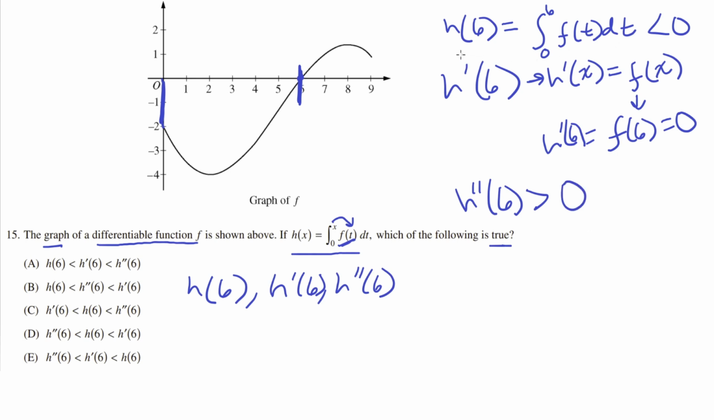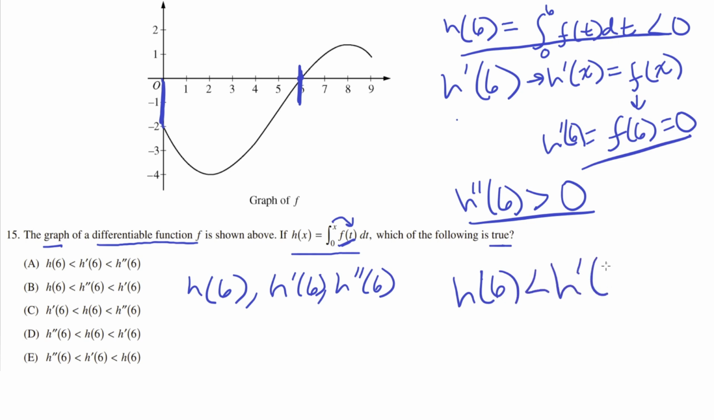So we know h of 6 is less than 0, h prime of 6 is equal to 0, and h double prime of 6 is greater than 0. So that means out of all these, h of 6 is the smallest, h prime of 6 is in the middle, and h double prime of 6 is the greatest, because h of 6 is less than 0, h prime of 6 equals 0, and h double prime of 6 is greater than 0. So that means the correct answer orders them in the order of their derivatives. So that means A is the correct answer.